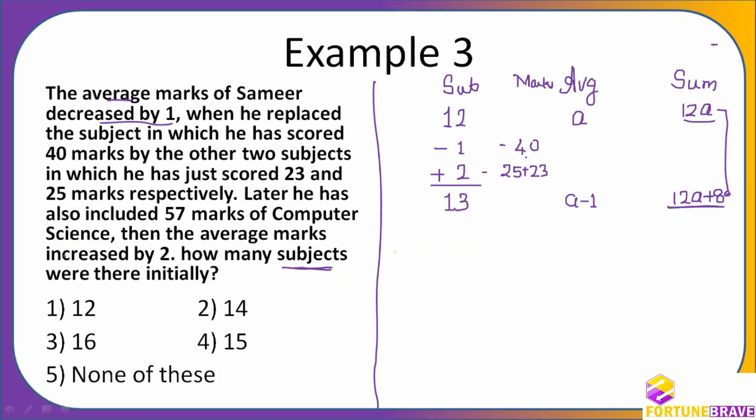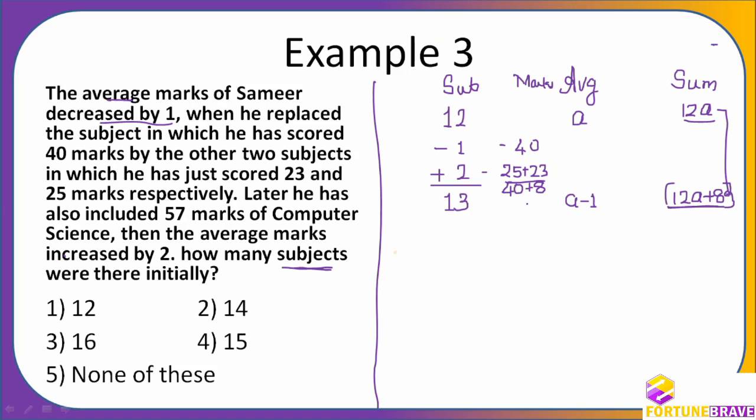So total how much is added to the sum now? 48 has been added and minus 40 has gone out. So total how much is added? 8 is added, right? Now if I say instead of 25 and 23, if there was one subject which was having 40 and another subject which was having 8, if these were replaced, the same thing would have happened to the sum. The sum would have been this only, right?